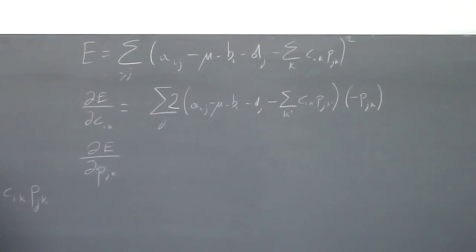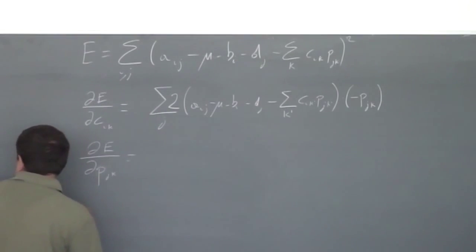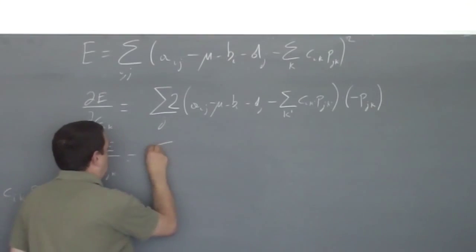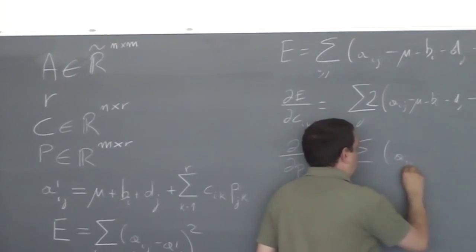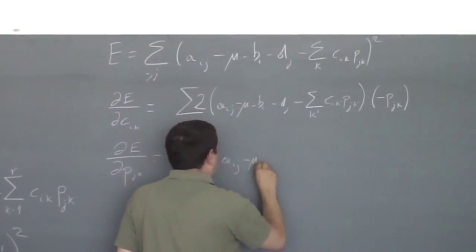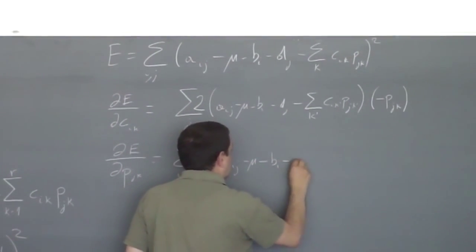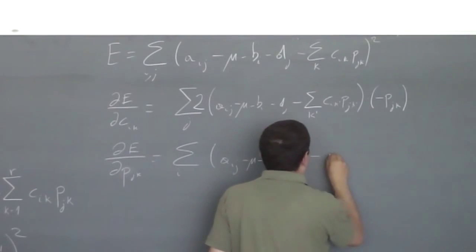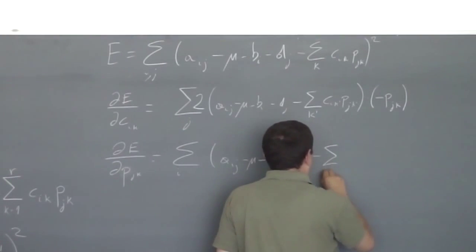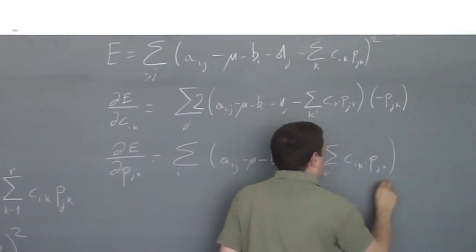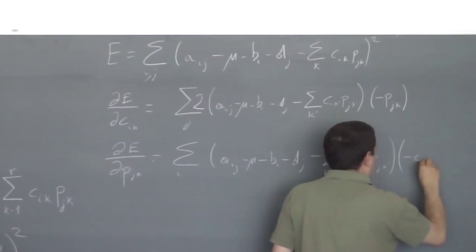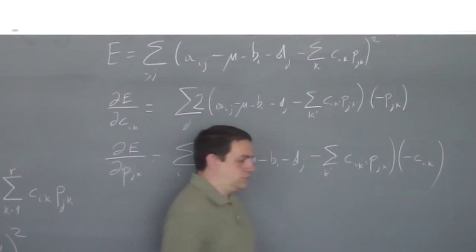For the same reason, the derivative with respect to the generic element pjk of the second matrix is the sum over i of Aij minus mu minus di minus dj minus the sum over k prime of cik prime pjk prime, times minus cik.